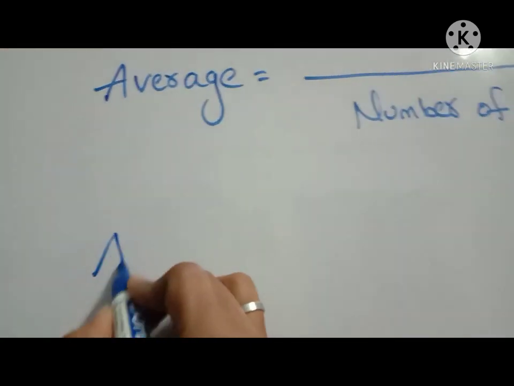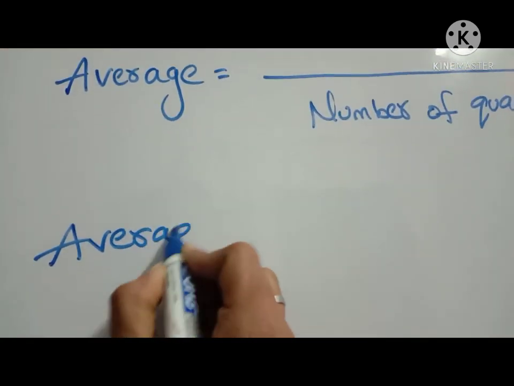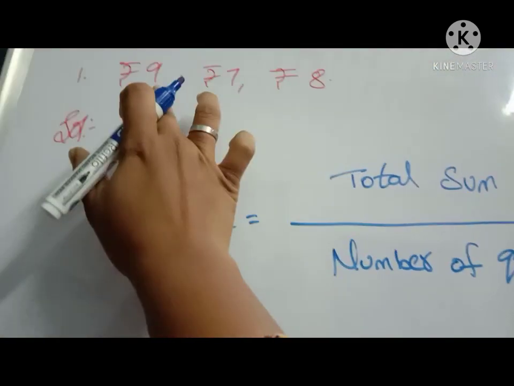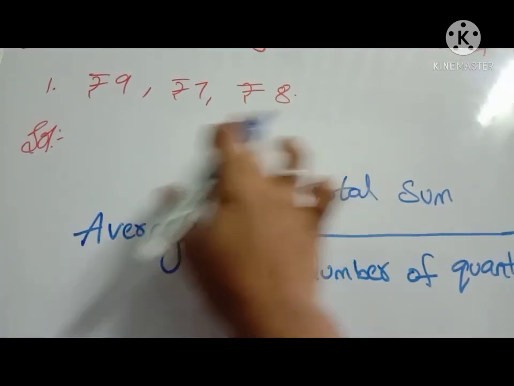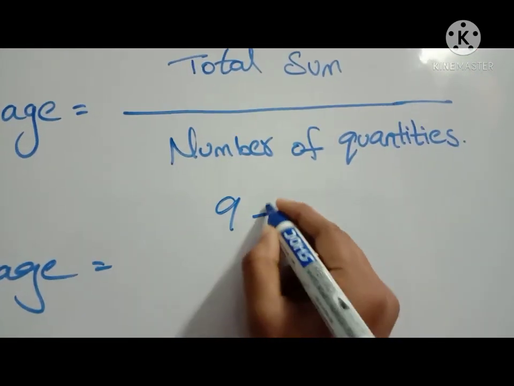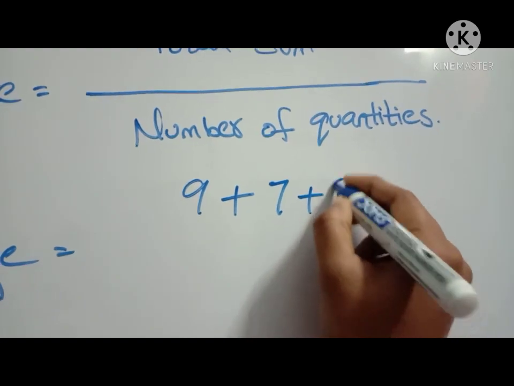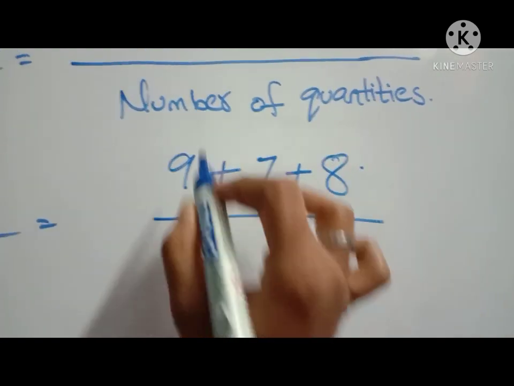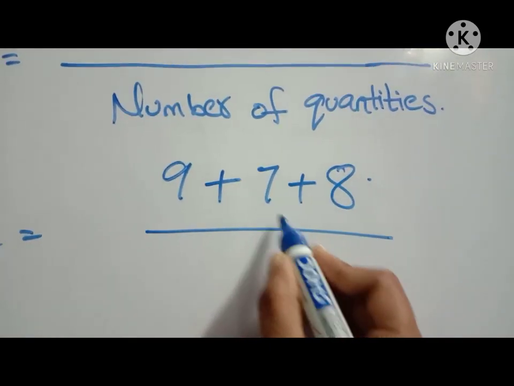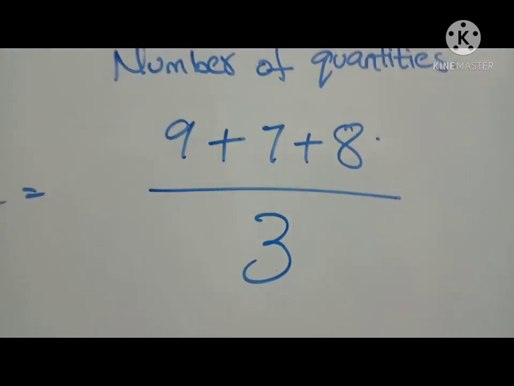So again write, the average is equal to total sum. 9, 7, 8. Write that here: 9 plus 7 plus 8 by number of quantities. How many numbers are there here? 1, 2, 3. Again write here down 3.